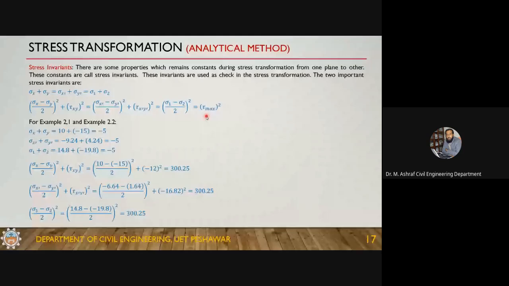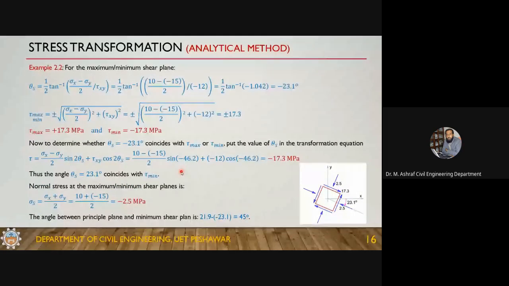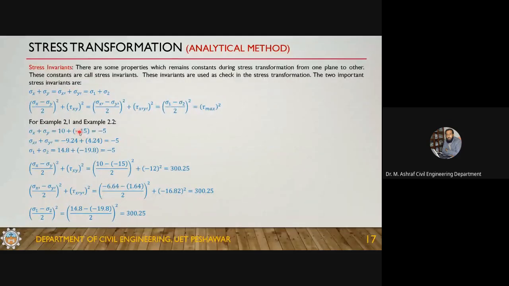Calculating this for xy, I get 300.25. When I calculated it from x prime and y prime, I got 300.25. When I calculate sigma 1 minus sigma 2 by 2 squared, I also get 300.25, and this is tau maximum. I'm going to the previous slide. This is the tau maximum, so if I take the square of this one, I'll get the same value, 300.25. If you calculate it, it will give you the same result.